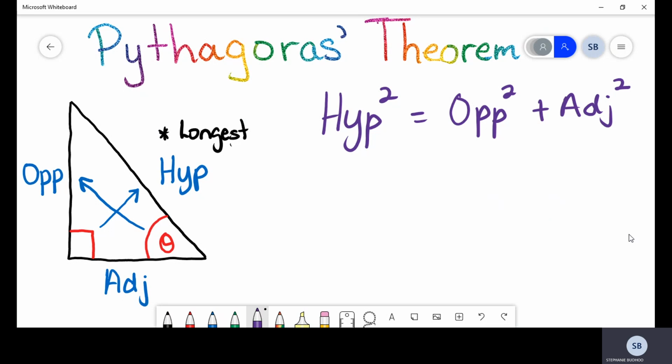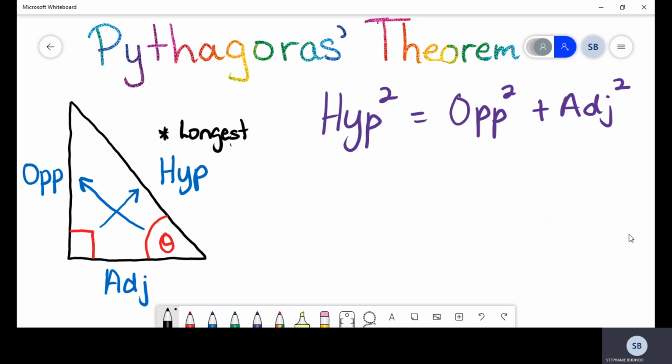Okay, so there you have it. That's pretty much Pythagoras' theorem. You have the longest side is simply equal to the sum of the other two sides individually squared. Okay, so how does that help you in life? Well, we'll have to look at an example to see. So let's get at it, okay?